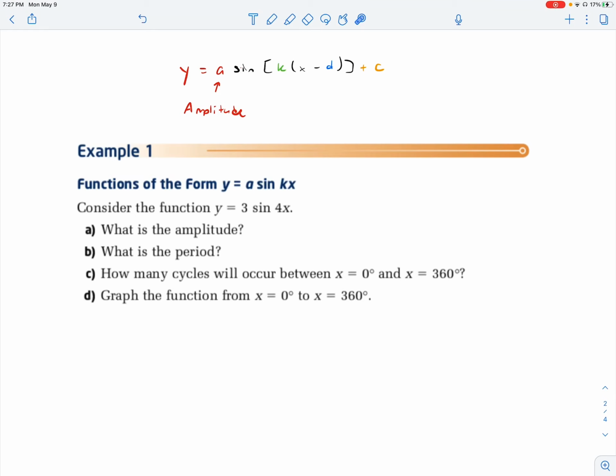We also have K. K is not the period. What it does is it actually just affects the period. Okay, so as K increases, we actually compress the graph and the period gets a little bit smaller.